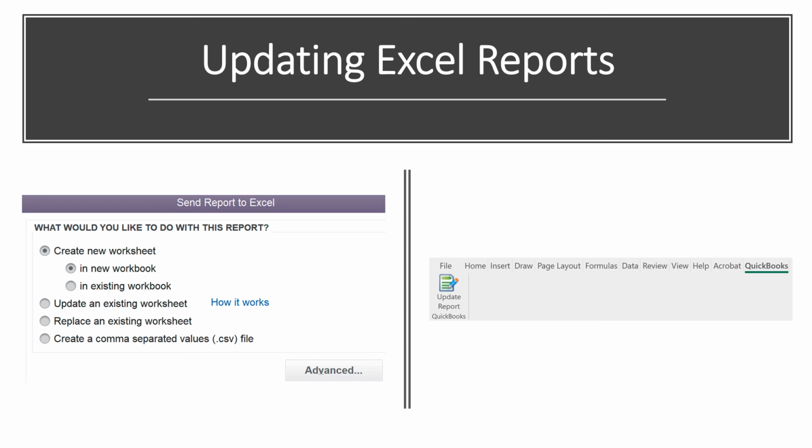You initiate the updating of an exported report from the report window in QuickBooks or from the Excel window while viewing the report. When you send a report to Excel, you have options as to how the program will handle it. Clicking the Advanced button launches a window where you can set Excel, QuickBooks, and printing options. When working with a QuickBooks report in Excel, you can update it using the QuickBooks tab from within Excel.